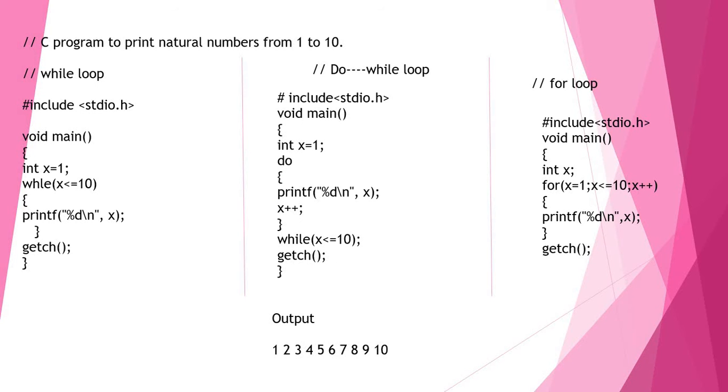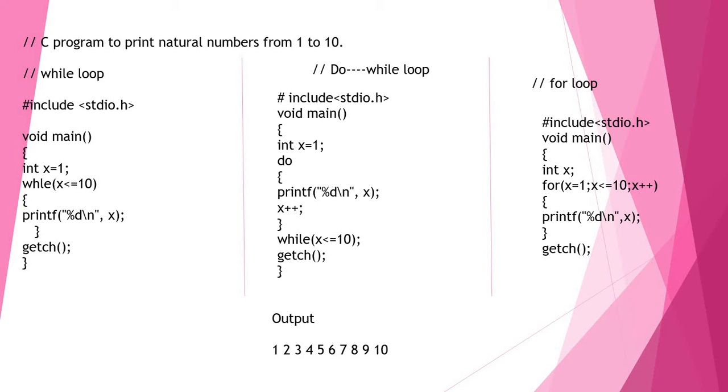Today's topic is loops in C. Over here we are using different types of loops, such as the while loop, do while, as well as the for loop, to print the numbers between 1 and 10. First of all, we will see the while loop.